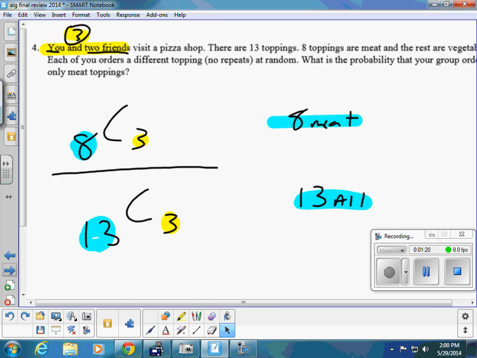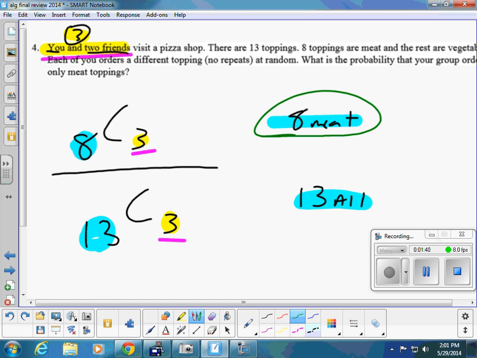Number 4, you and 2 friends, so that's a total of 3 friends here, and so that's where these 3's come from. And it's a C because you're choosing groups of toppings. The top is the 8 meat toppings, so that's where this 8 comes from, and the bottom is all the toppings on a pizza, or all the groups of toppings, including vegetables and meat. That's this. So it's a probability, so we make a fraction, and then you can figure out the answer to this fraction on your calculator.